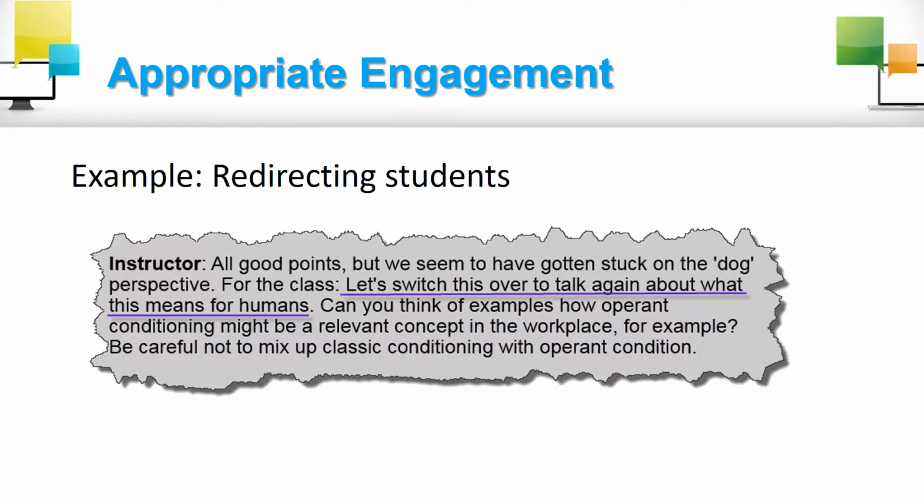Our first example is redirecting students. The instructor acknowledges everyone's input and gently guides them back to the original topic.